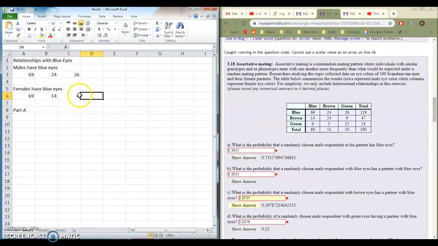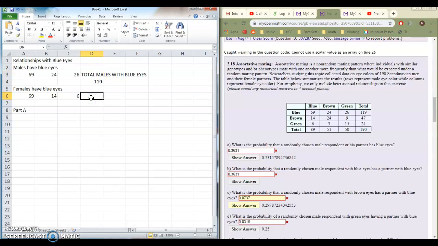So how many males have blue eyes total? Let's go ahead and find that out. We'll sum all these things together. There's 119 of the males have blue eyes. I'll just write that here: total males with blue eyes.